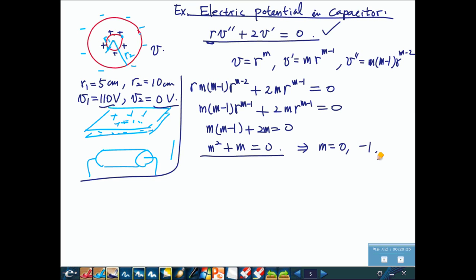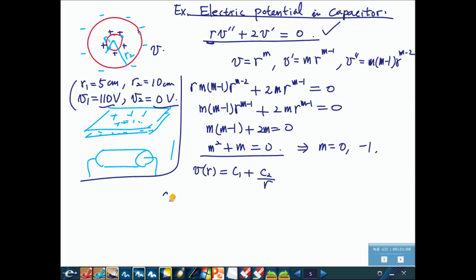And our solution is V as a function of R, which is C1 plus C2 over R. To determine C1 and C2, you put in the 2 boundary conditions. We have 2 unknowns, so we need 2 conditions, and we have 2 conditions here. That's a boundary condition, slightly different from an initial condition, and you're going to learn the boundary condition in a later course.